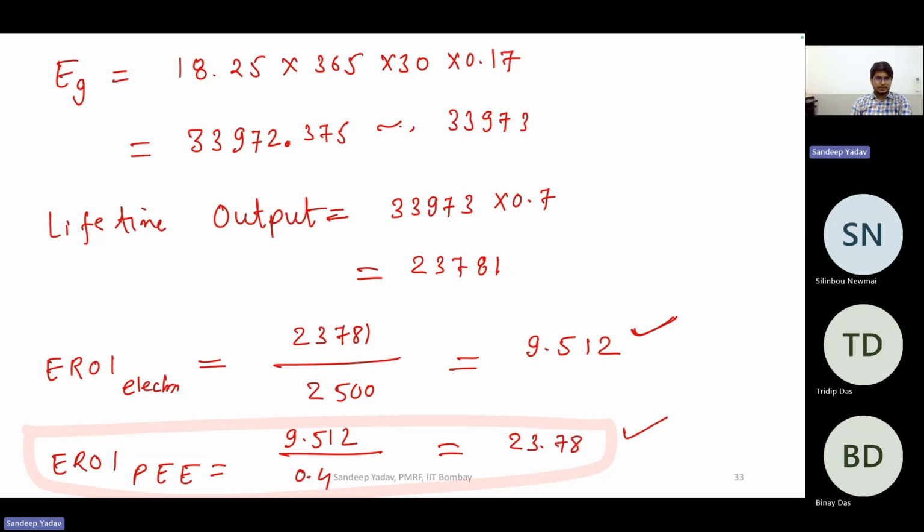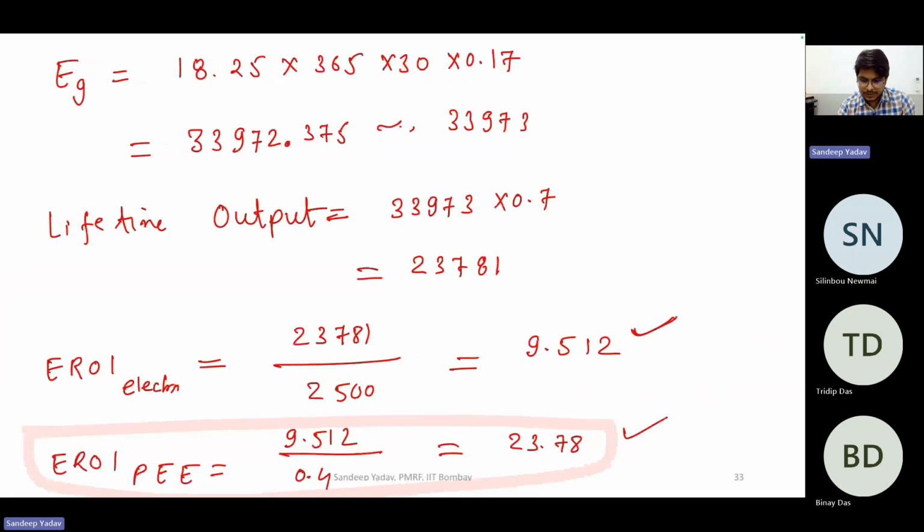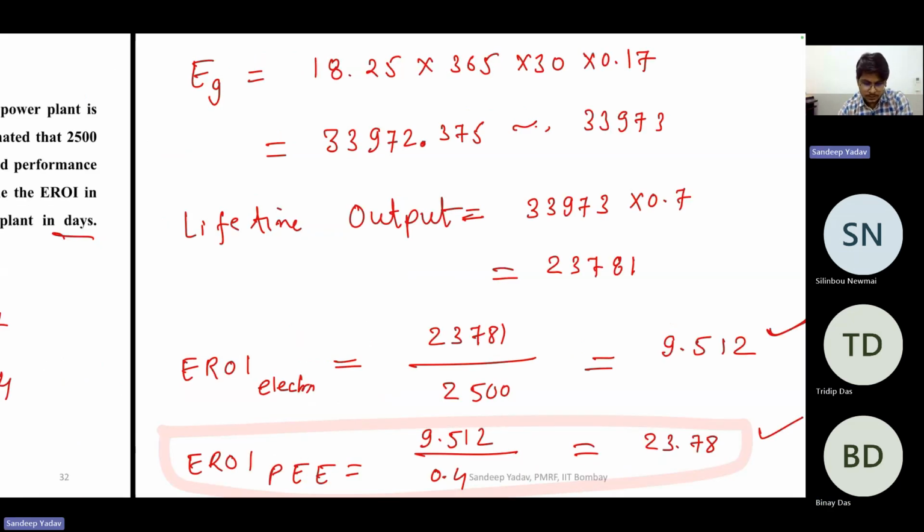Out of that, 60% is gone in the grid. That's called primary energy efficiency, or we can say the primary energy consumed with that. You'll see primary energy equivalent. That means 40% was the efficiency of the grid. So actually, the EROI that was generated, we need to divide by the grid efficiency to calculate the actual amount. That's why it comes out to be 23.78. Is it clear? Can we move to question number three? Yeah, that was question number three only.